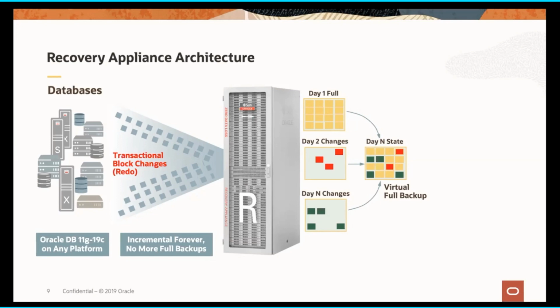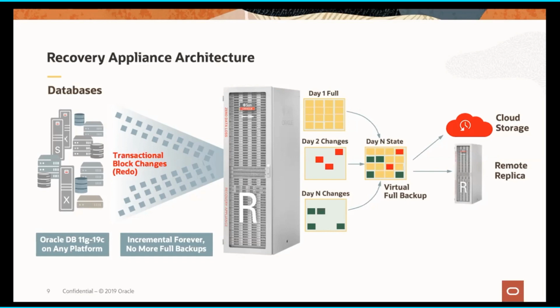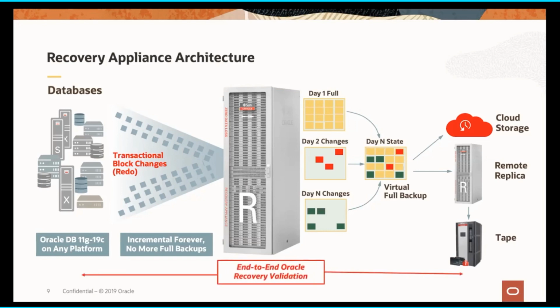Based on the recovery window, based on the retention that you want to have, the recovery appliance will purge the blocks that are not needed anymore to free up space for new backups coming in. Those virtual full backups can then be copied to cloud storage, can be replicated to a recovery appliance on a DR site, for example. And they can also be backed up or copied to tape if you want. And the copy to tape does not necessarily have to come from the remote replica, it can also come from the primary one.